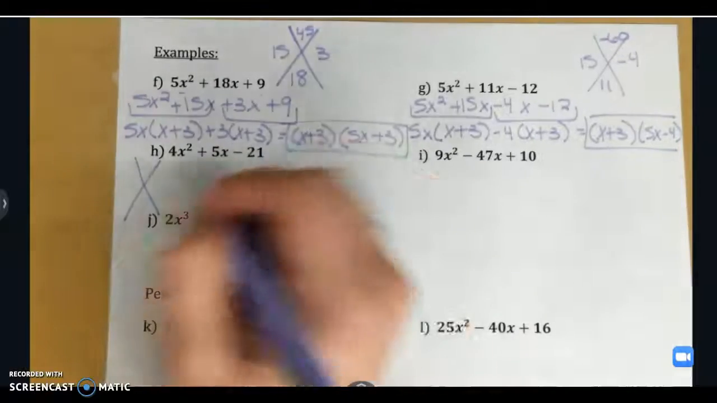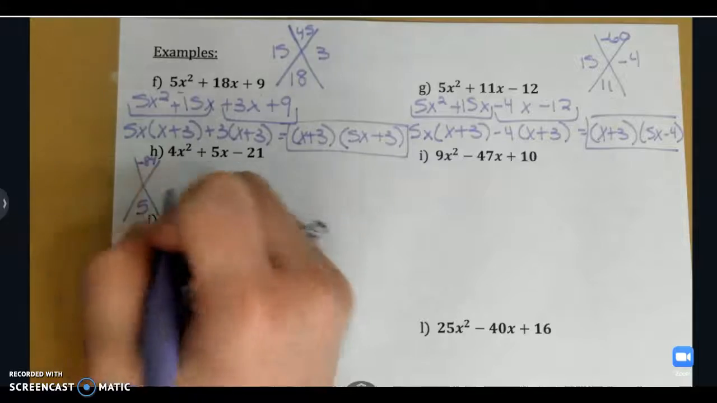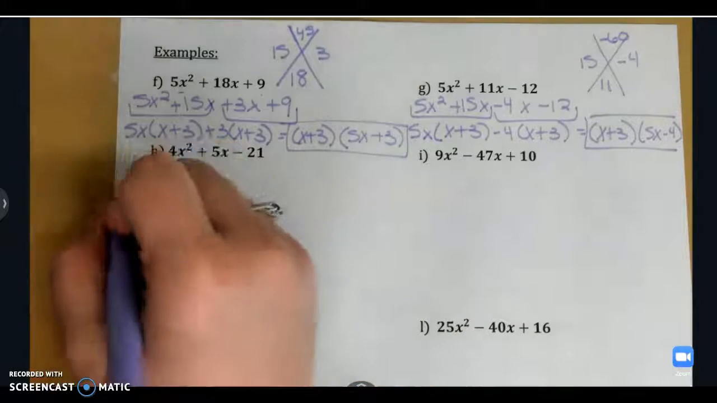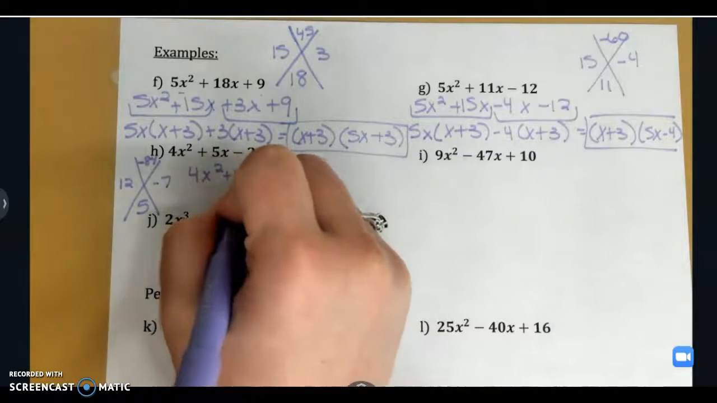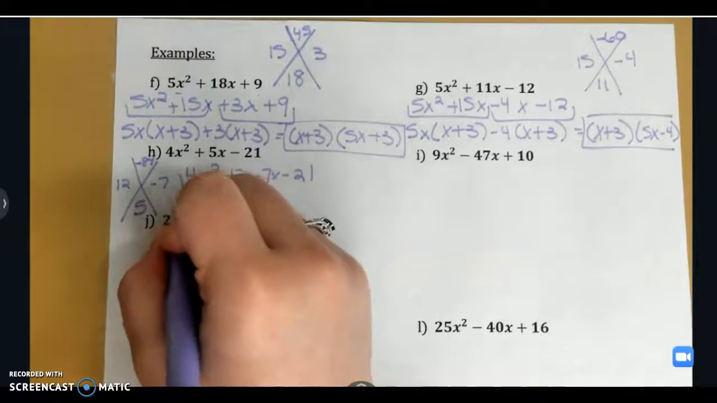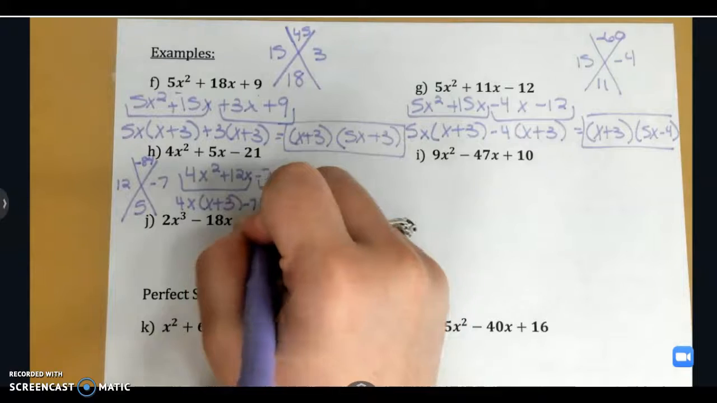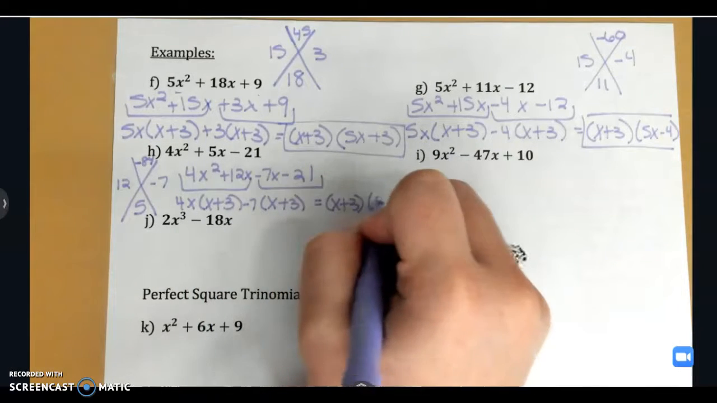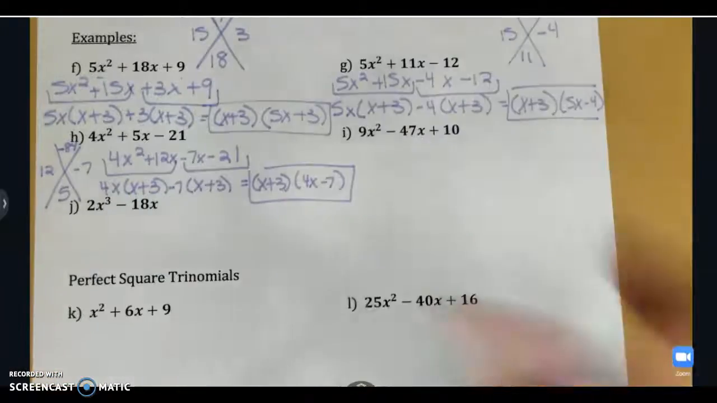Okay. 4 times negative 21 is going to give me negative 84, and 5 is our middle term, so I'm looking for factors of negative 84 that add to 5, and so that's going to be positive 12 and negative 7. Grouping, and then x plus 3 seems to be a very popular common factor here. And there's H factored completely.